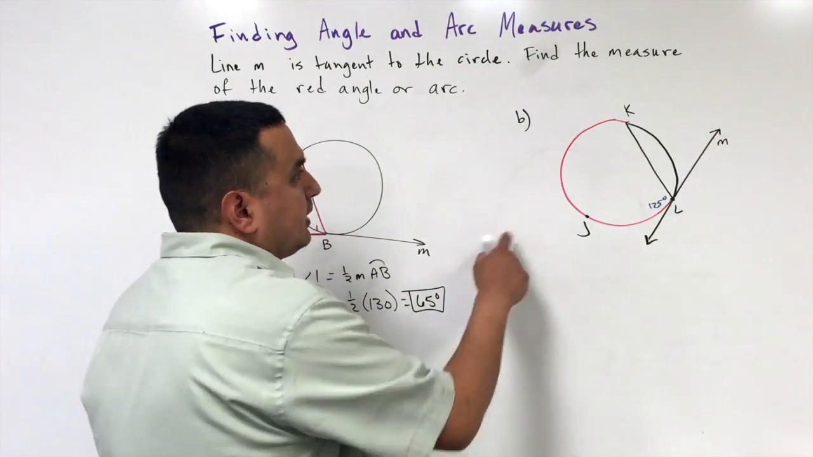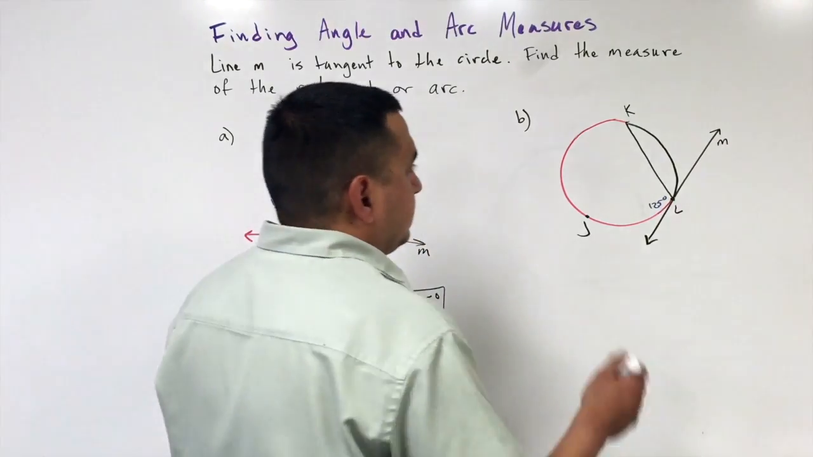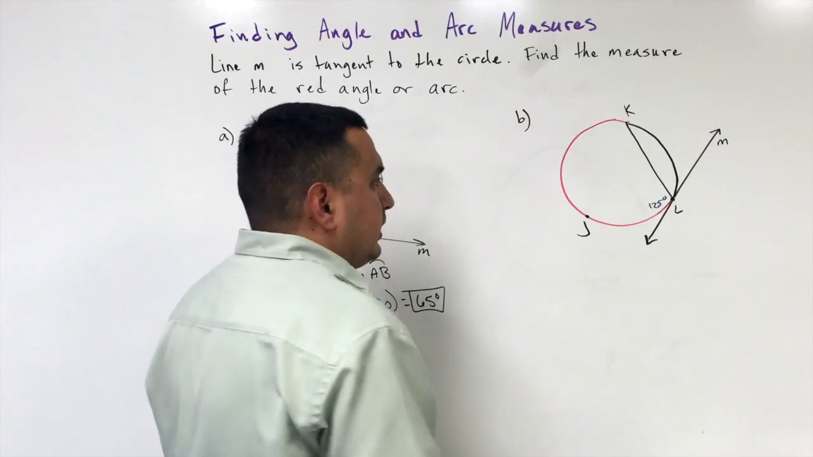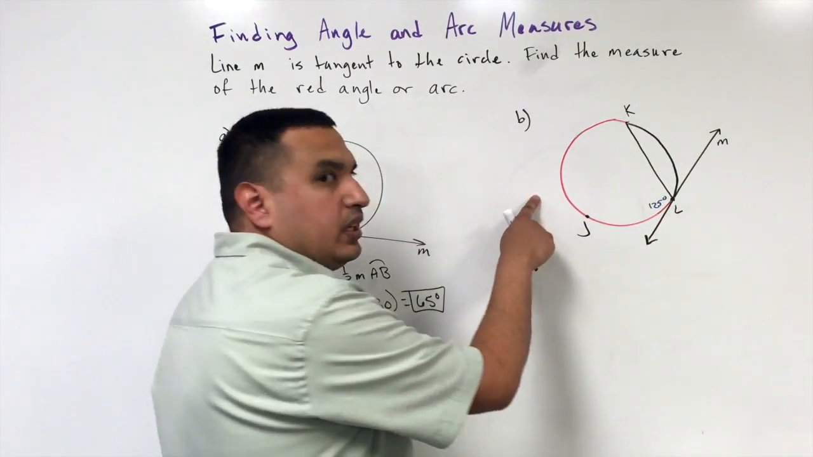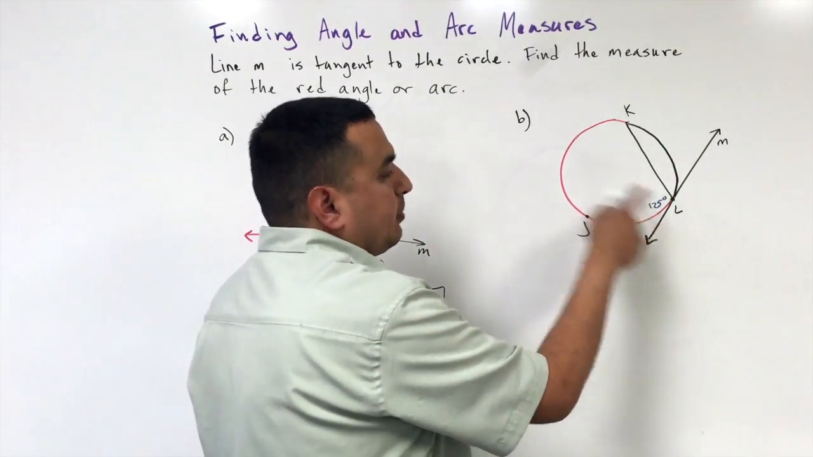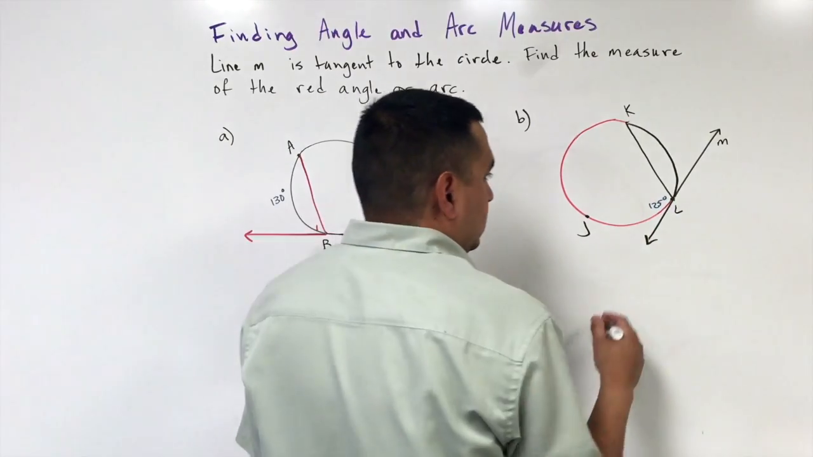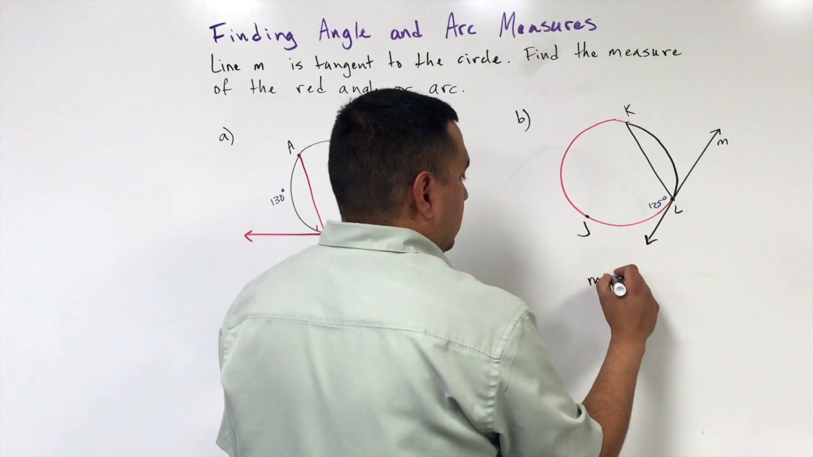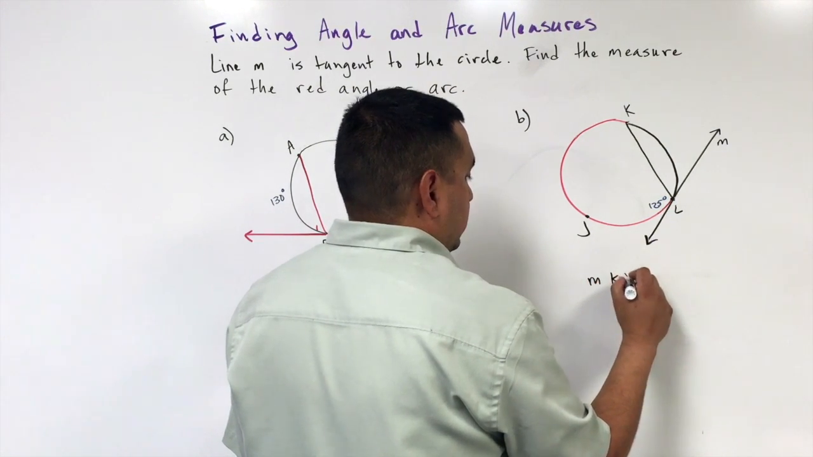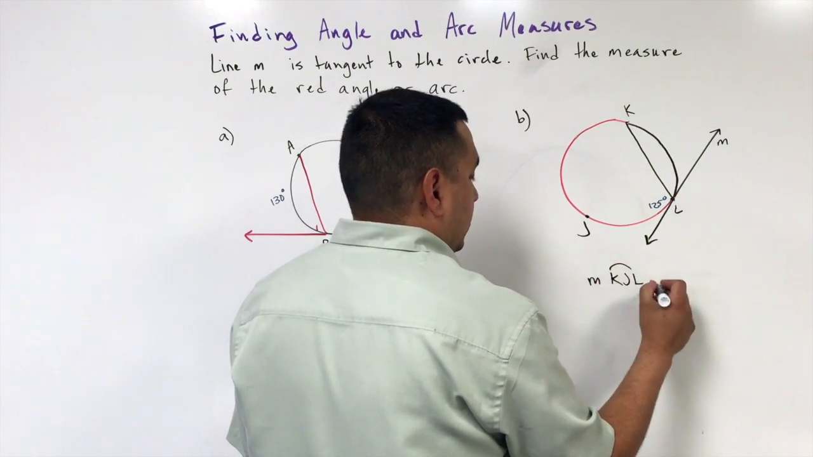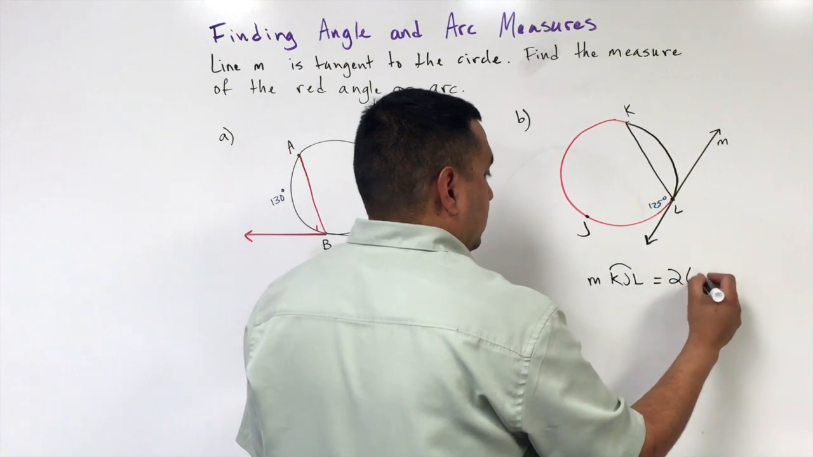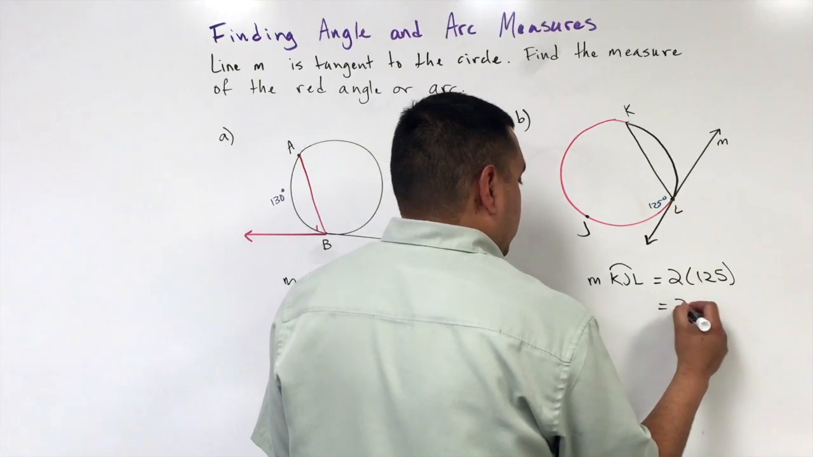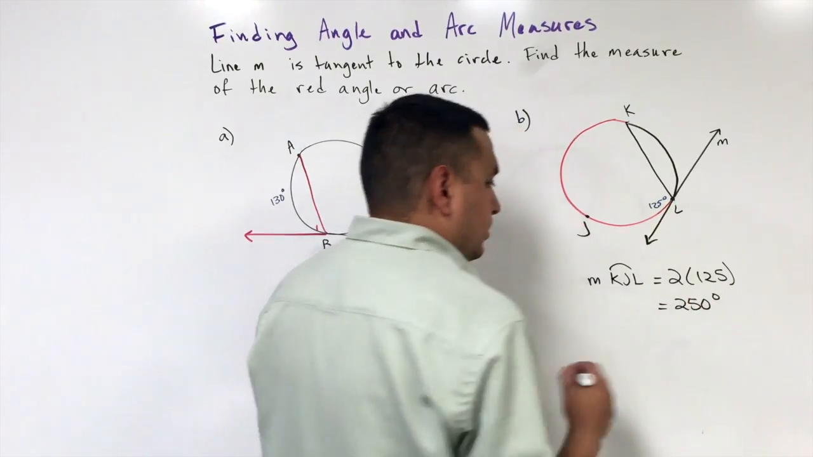Now looking at example B, I noticed that they gave me the measure of the angle. And I know the angle is half the measure of the arc. So if I'm going backwards, I have to double the 125. So the measure of arc KJL is 2 times the angle, which is going to be 250 degrees.